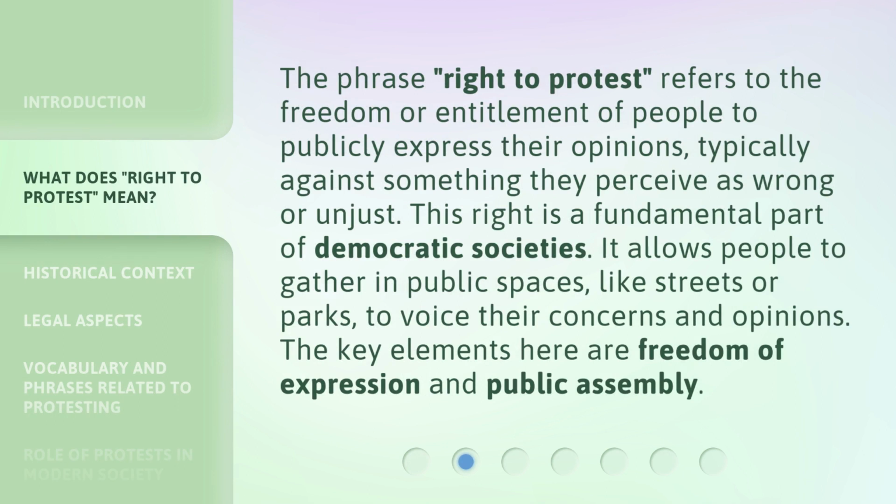The phrase, right to protest, refers to the freedom or entitlement of people to publicly express their opinions, typically against something they perceive as wrong or unjust. This right is a fundamental part of democratic societies. It allows people to gather in public spaces, like streets or parks, to voice their concerns and opinions. The key elements here are freedom of expression and public assembly.